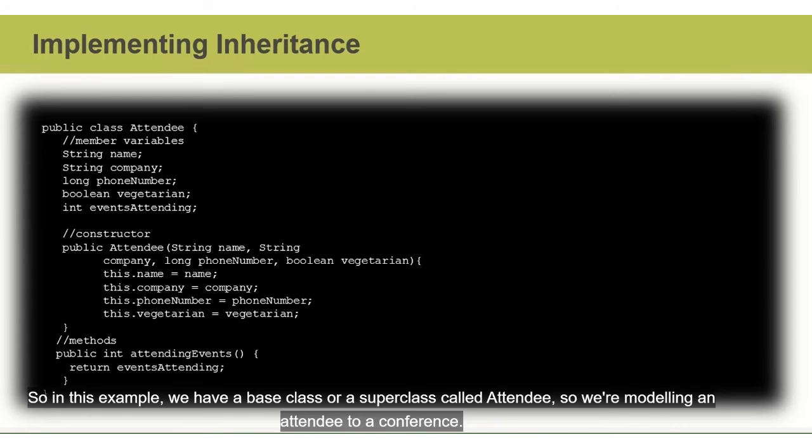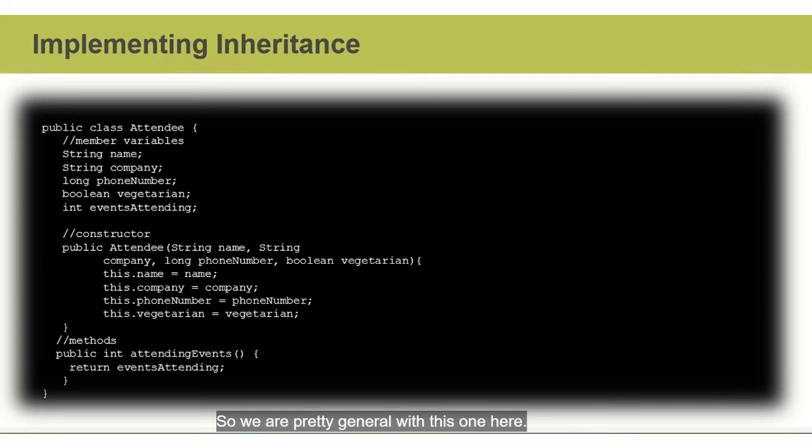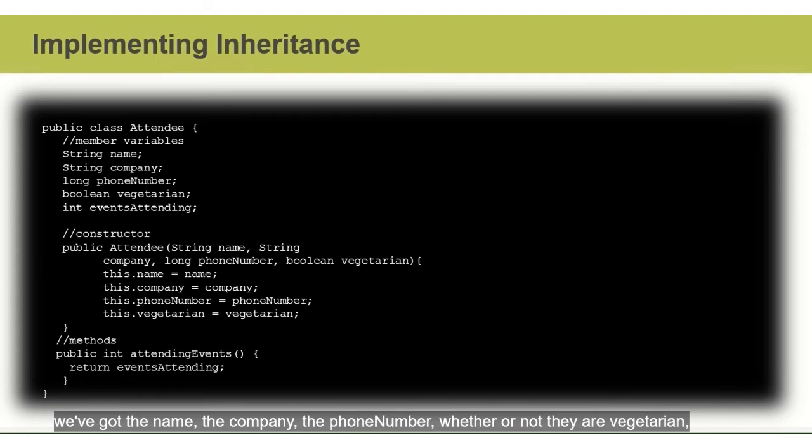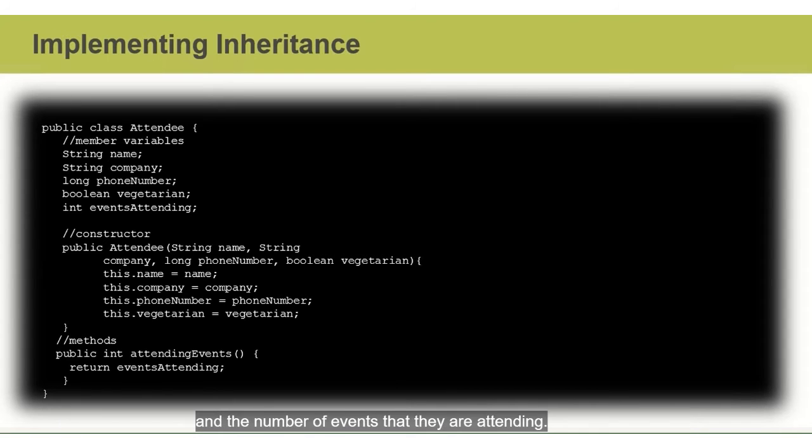So in this example, we have a base class or a superclass called attendee. So we're modeling an attendee to a conference. So we're pretty general with this one here. But we've got the name, the company, the phone number, whether or not they're vegetarian, the number of events that they're attending.